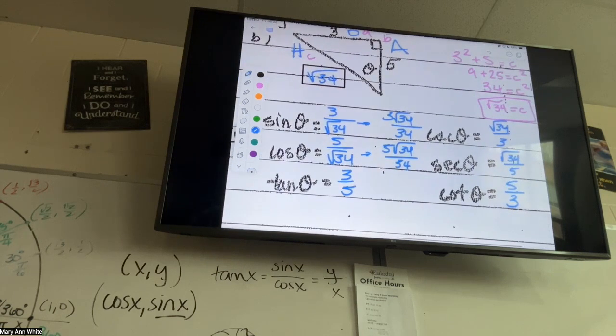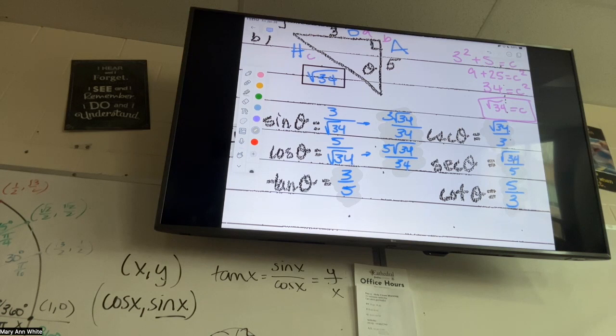All right, I've got letter B's answer on the board now. I've got my rationalized sine and cosine. Everything else did not need to be rationalized. And then I took all my reciprocal functions and I flipped them. Do we need to be putting these in the calculator? No, we just throw a fraction. The calculator is going to come in a couple minutes.